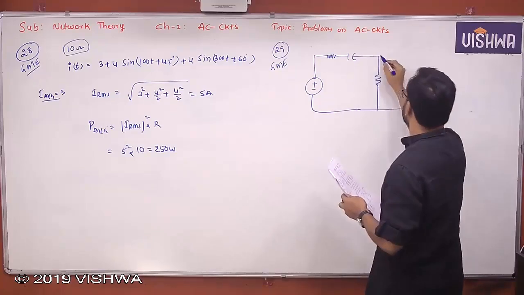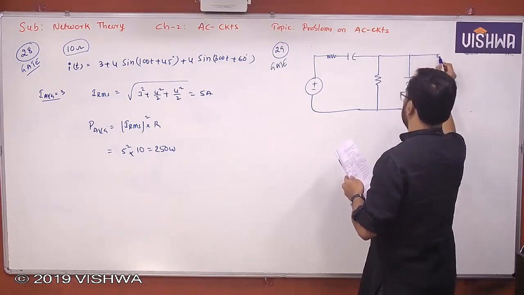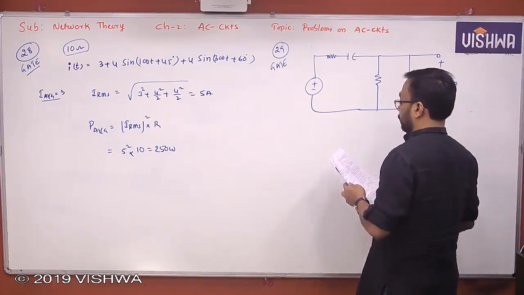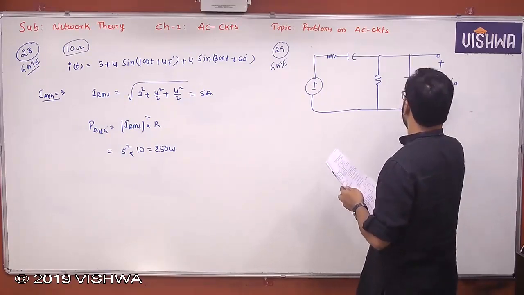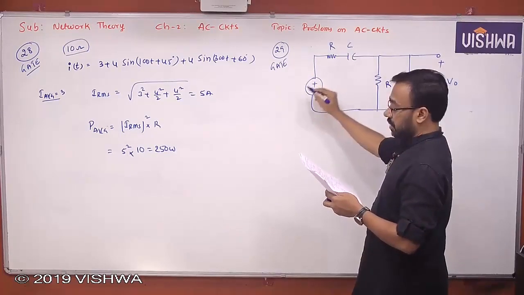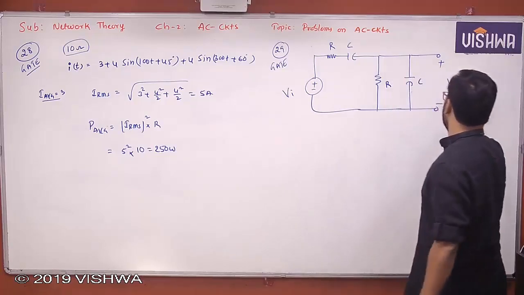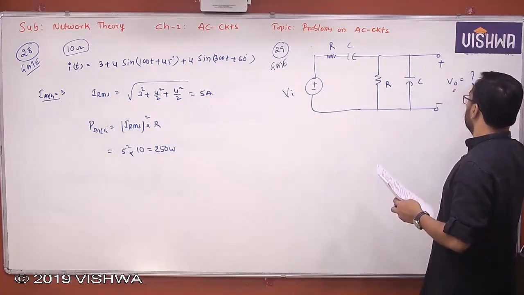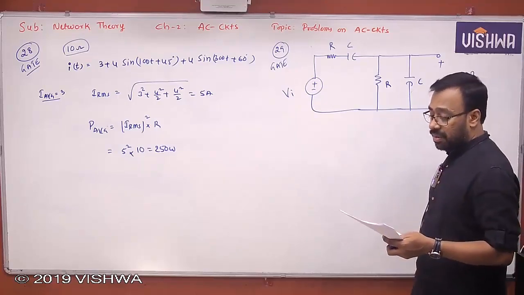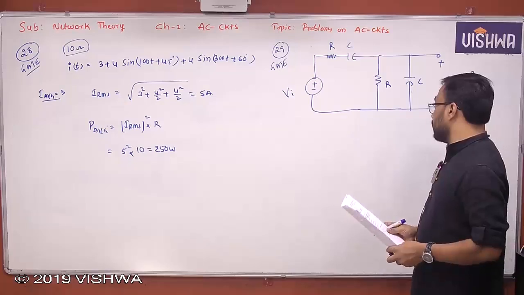This question was also asked in GATE. This is plus minus V naught. This is C, this is R, C, and Vi. Okay, so he's asking what is V naught. The V naught options were also given, I think you already have the options, you can see ABCD options were given. So how do you deal with these problems?